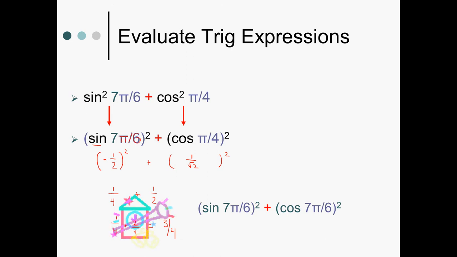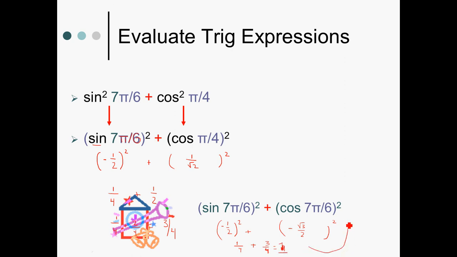Woohoo! Check out this one. Sine 7 pi over 6, we already figured out, was what? Negative, although it doesn't care, 1 half squared. What's the cosine of 7 pi over 6? Well, if the sine of pi over 6 is 1 half, the cosine of pi over 6 is root 3 over 2, and we already figured out we're in the third quadrant, so also negative, although I don't care because I'm squaring. What does this turn out to be? Positive 1 fourth plus positive 3 fourths, which is what? 1.